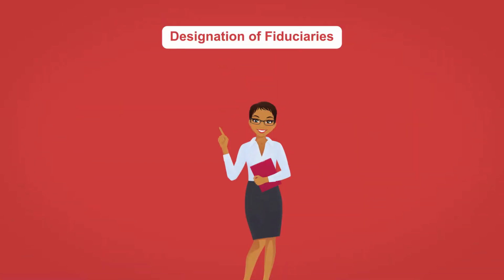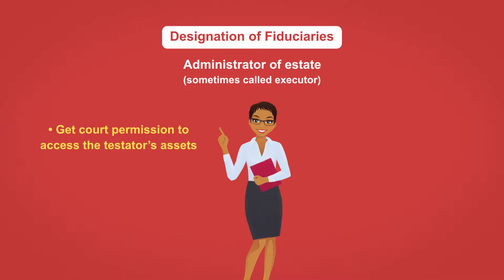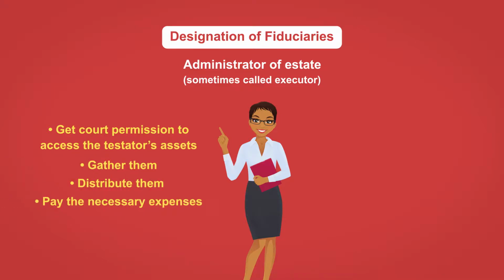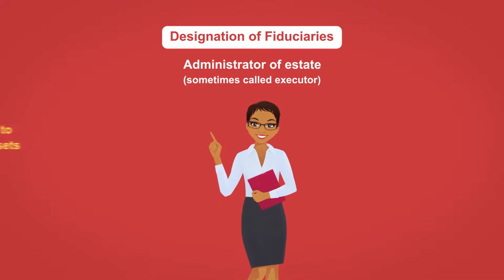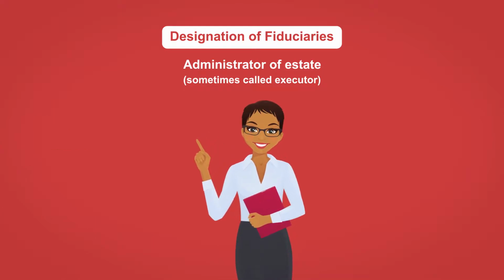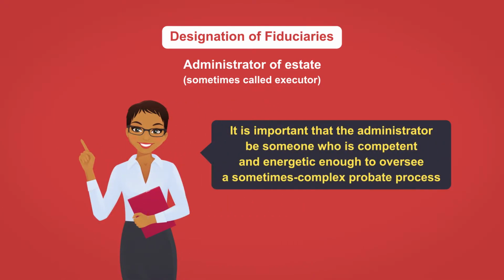A will should designate a person or multiple people to serve as administrator, also sometimes called executor, of her estate. After death, it will be this person's responsibility to get court permission to access the testator's assets, gather them, distribute them, and pay the necessary expenses. While this role is very often bestowed upon a close relative or friend, it's also important that the administrator be someone who's competent and energetic enough to oversee a sometimes complex probate process.